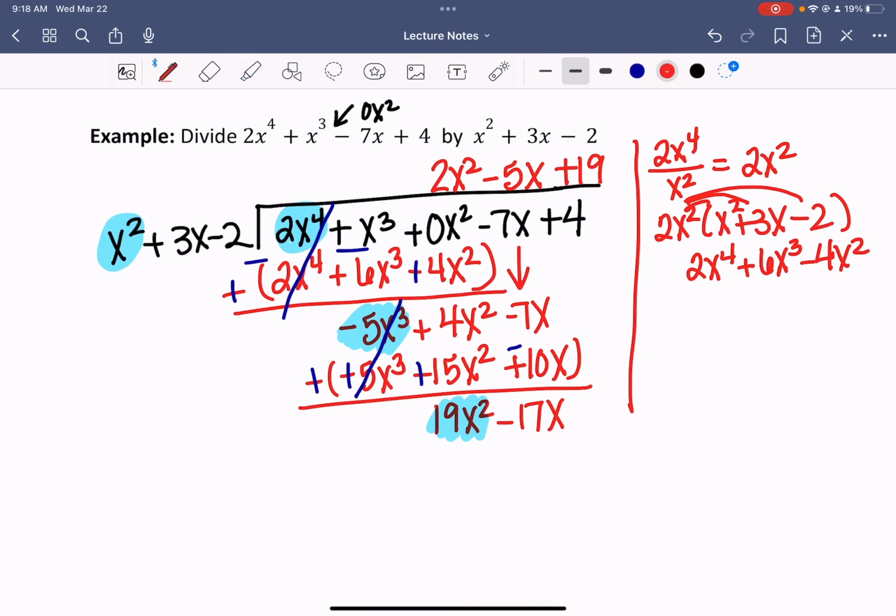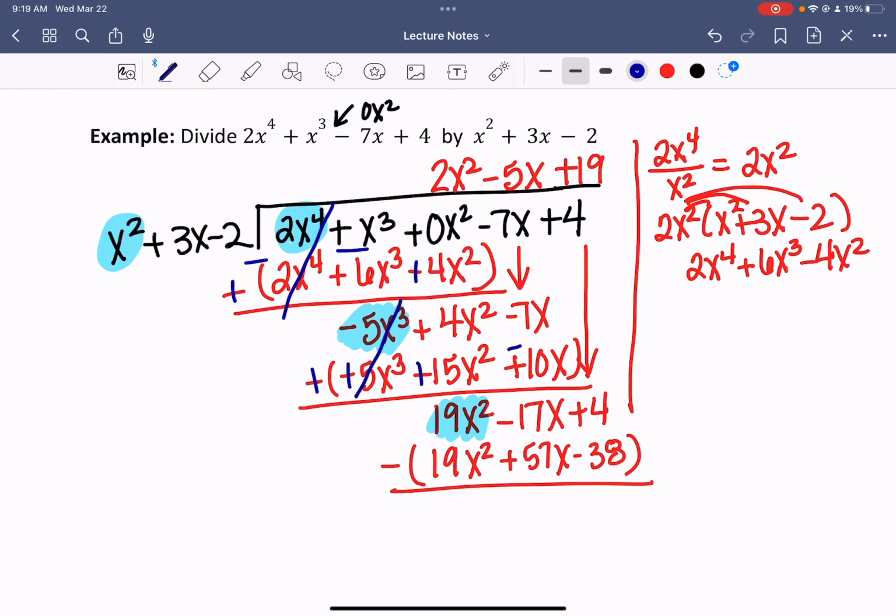I'm going to multiply. That gives me 19x squared. Let's see, 19 times 3 would give me a positive 57x. And then 19 times negative 2 would give me a negative 38. I'm going to subtract this whole thing. Change all the signs. So this would cancel. And I have negative 74x plus 42.